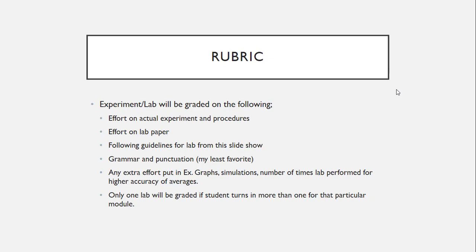Only one lab will be graded if you try to turn in more than one for that particular module. Okay, don't try to turn in more than one experiment for each module. Okay, I'll only be grading one. If you do more than one, just put all your effort into one really good one. Okay, don't try to do multiple experiments. Just pick one and just go with it, and make it a really good outcome and really good paper.